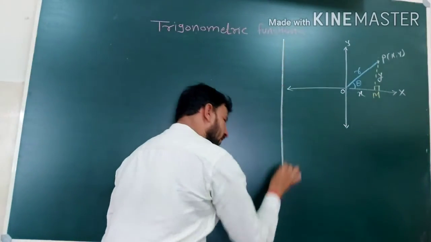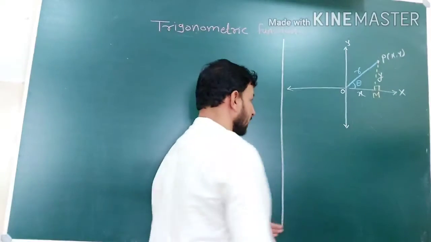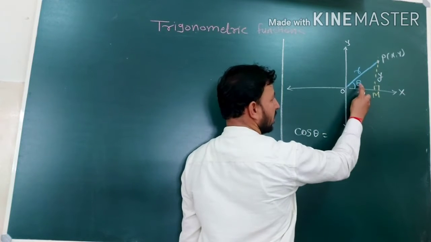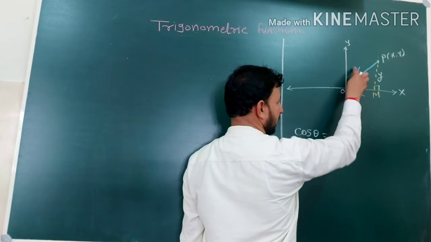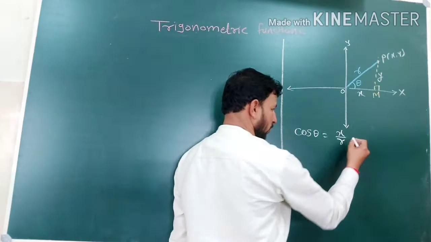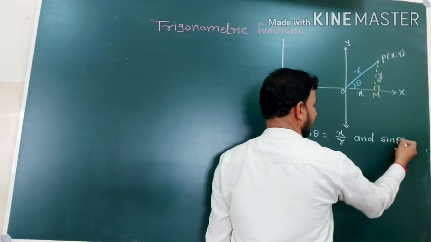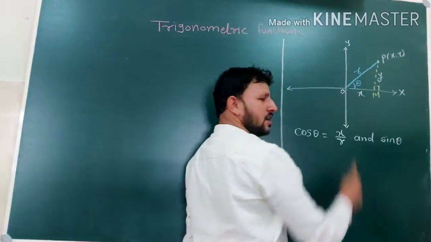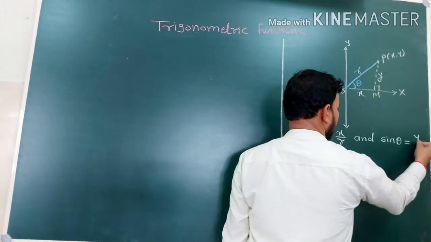Then using the formulas for the trigonometric ratios, taking here first one, cos of theta expressed as the adjacent side upon hypotenuse ratio obtained here, x divided by r. And second ratio we are taking here, sine of theta, that is given as the opposite side with the hypotenuse. So ratio is y upon r.